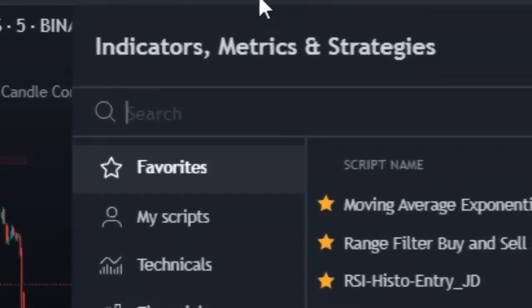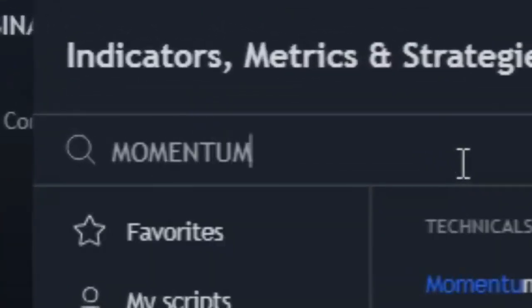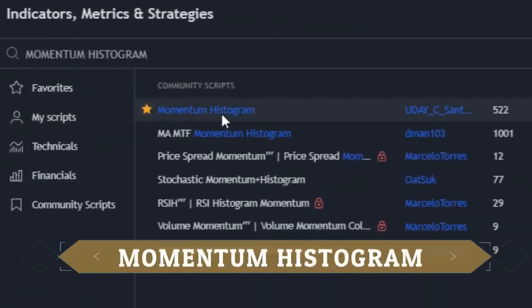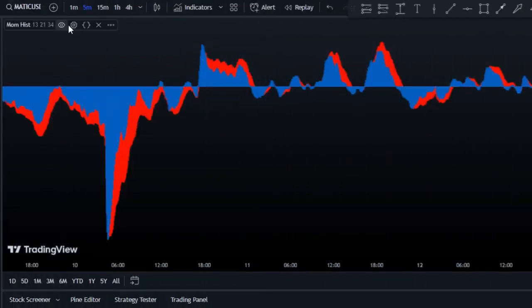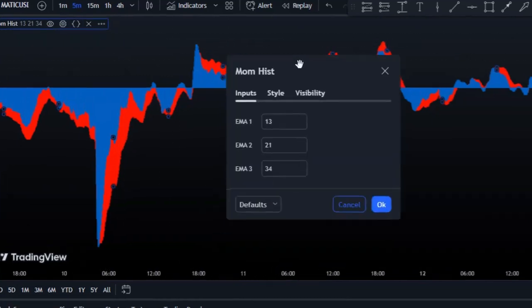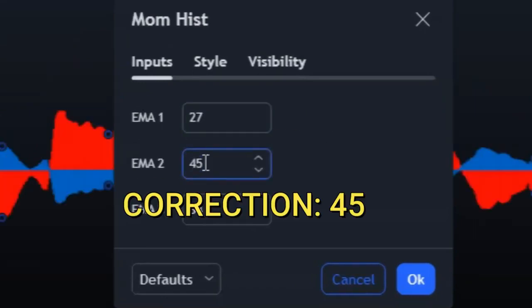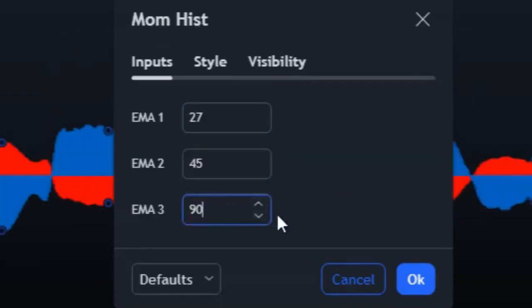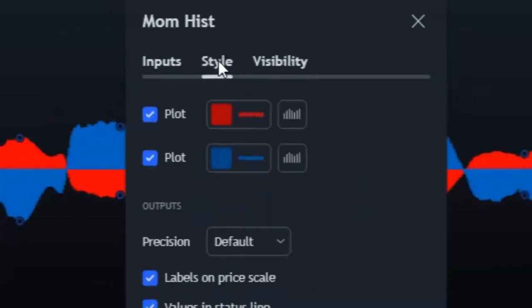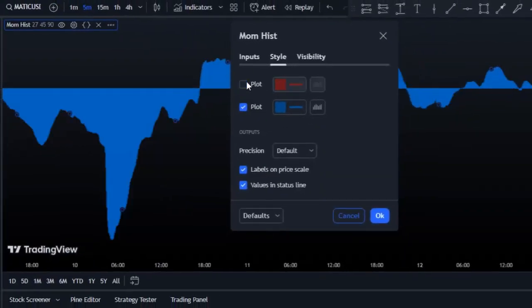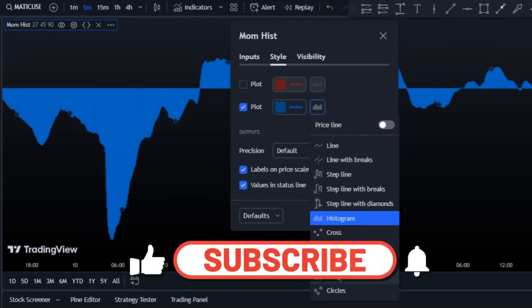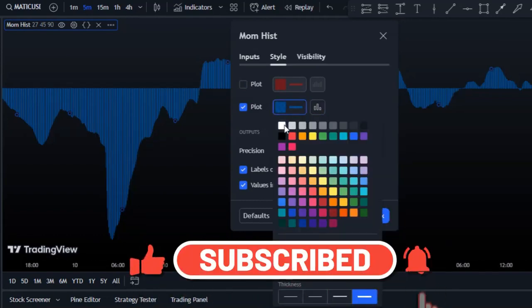Alright guys, to confirm the signals from our main indicator, we really need to utilize the momentum histogram indicator next. So after adding it to the chart, head over to its settings, and first we're gonna change the EMA inputs under the input section to 27 for EMA 1, 47 for EMA 2, and 90 for EMA 3. Then head over to the style section and disable the first plot and change the second plot to columns and make the color white so it's easy to see against the price chart.